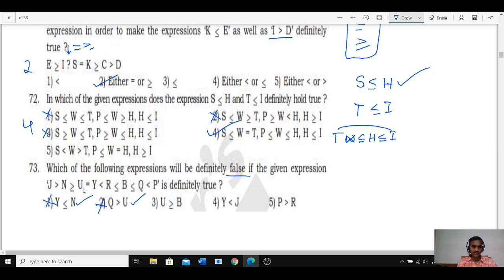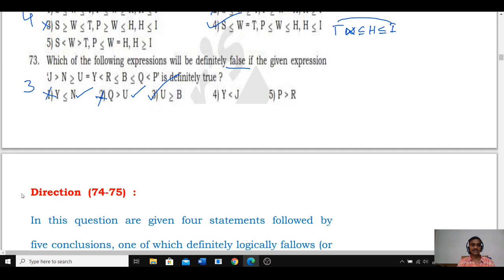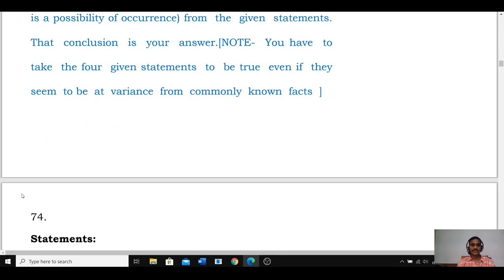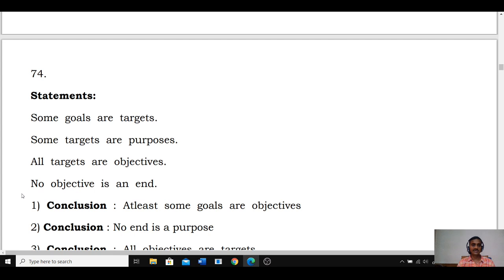U and b, u ఇక్కడ b ఇక్కడ, u lesser than b అయింది. u lesser than b is true, but b greater than or equals to b is false. And so what is your answer? 73 is the answer. Clear now? This is about question number 71 to 73. Then in this 74 and 75.